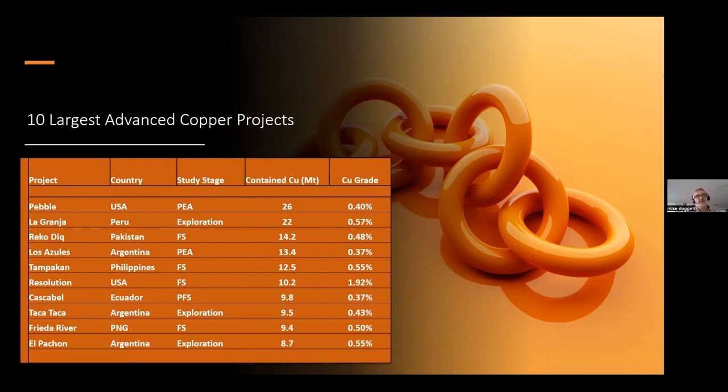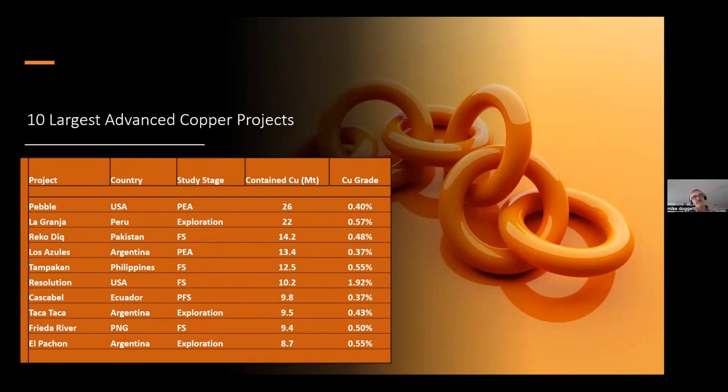Reko Diq in Pakistan, Antofagasta and Barrick basically got kicked off that project a decade or so ago. Barrick is back in there now. We'll see if they're able to overcome the jurisdictional risk there. Then of the remaining projects, you've got Azules, Taca Taca, and El Pachón, all in Argentina. Argentina is a tough place to build mines if you have tried to do so. I'm not sure when the last large-scale copper project was built in Argentina, but it's certainly challenging.